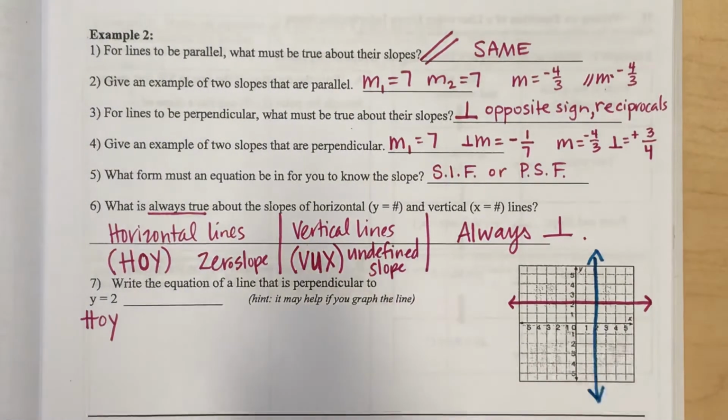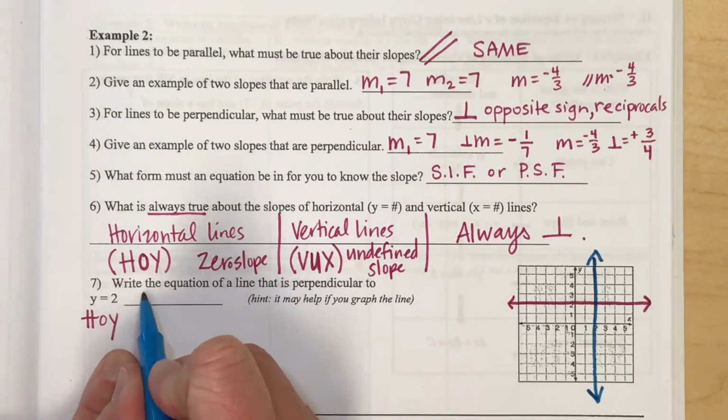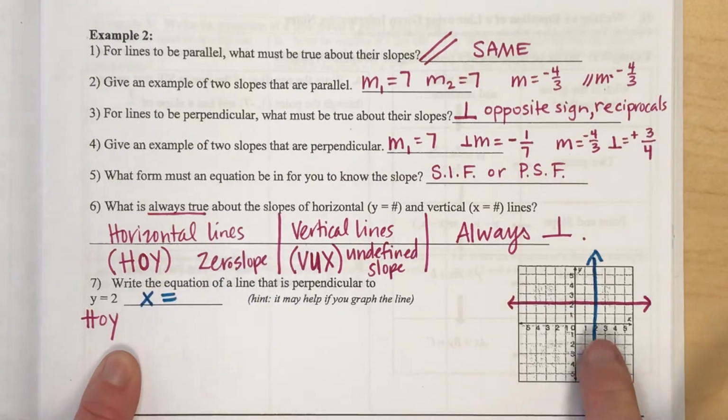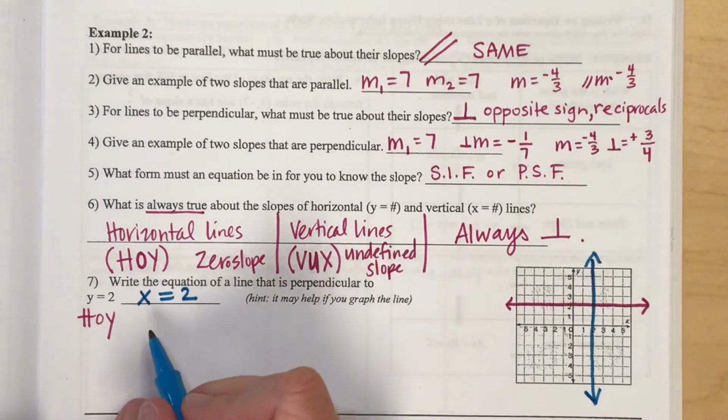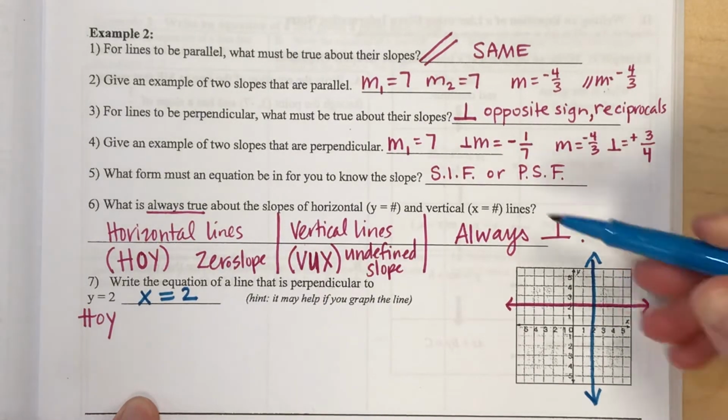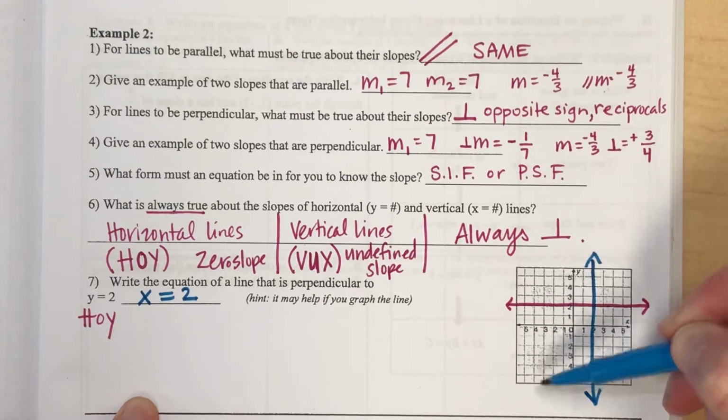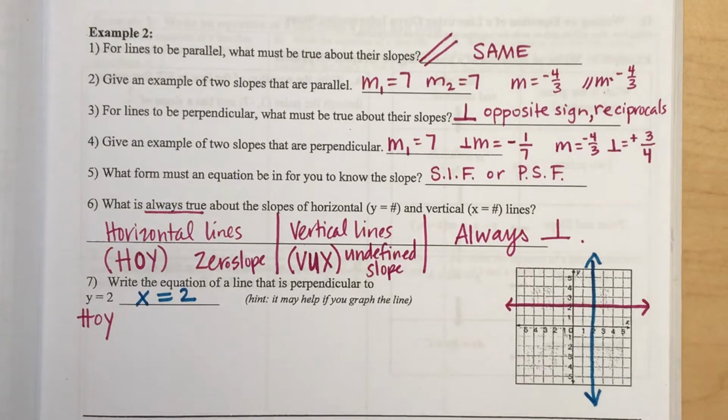There's a lot of perpendicular lines you could draw, but the one that I drew was x is equal to +2. You could have picked over here 5. You could have picked x is equal to -3. It's up to you, your choice.